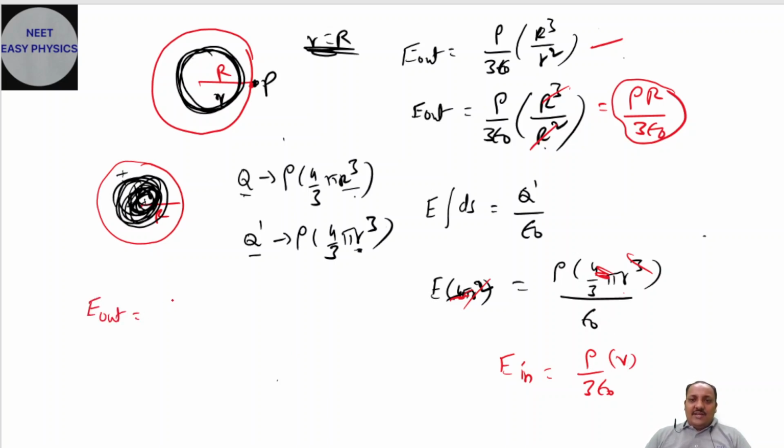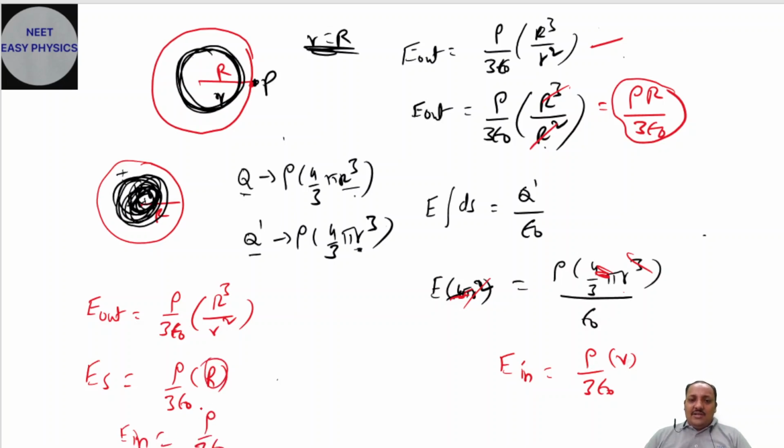What is E outside? Rho by 3 epsilon naught, r cube by r square. So on the surface we wrote, what is it? Rho by 3 epsilon naught into capital R. So E within the sphere is just rho by 3 epsilon naught, and in place of this capital R, you have to write small r. Correct? Now see how it is going to vary.